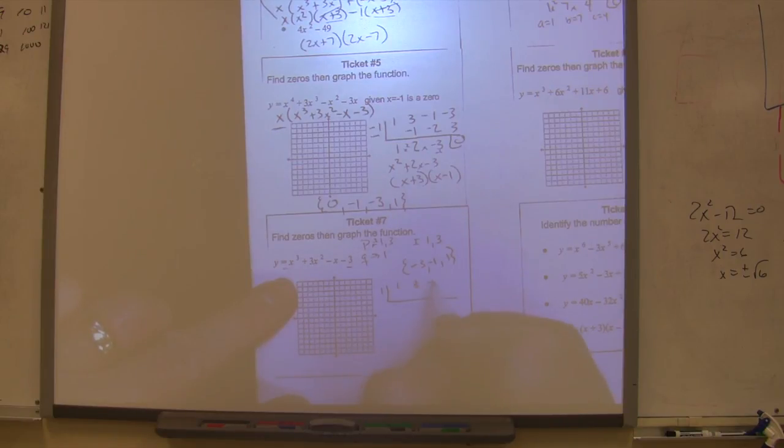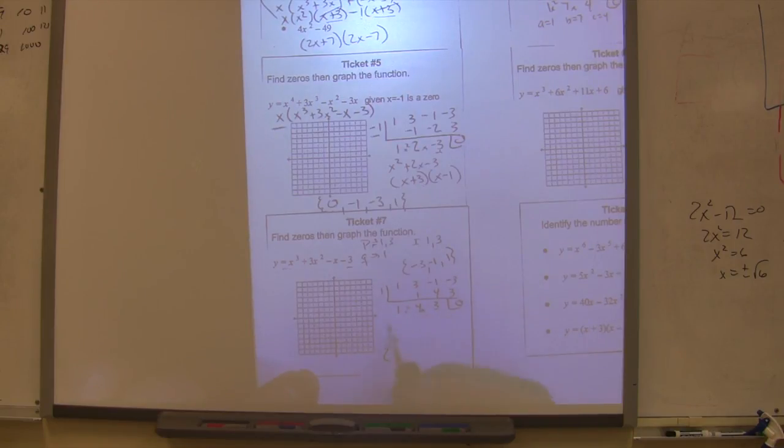1, 3, negative 1, negative 3. So 1, 1, 4, 4, 3, 3, 0. And so we have 1. 1 works. And then again, constant, first power, second power.